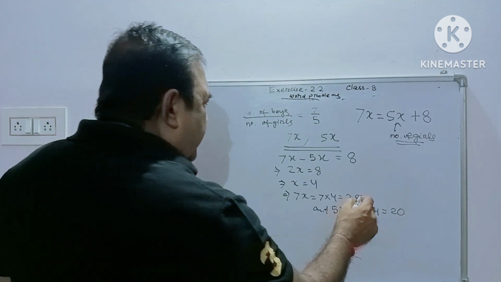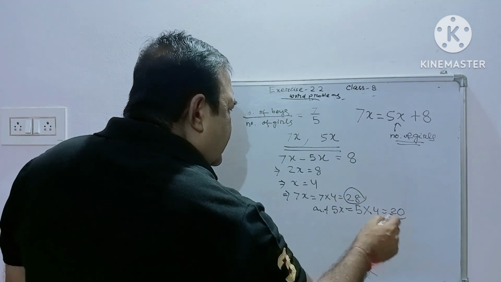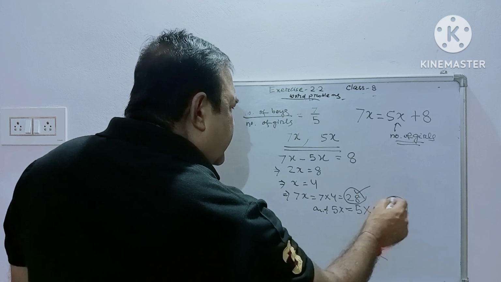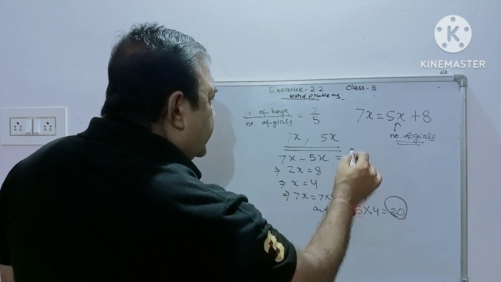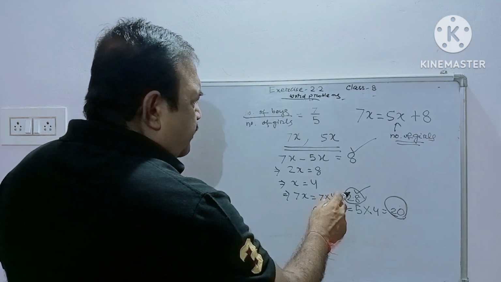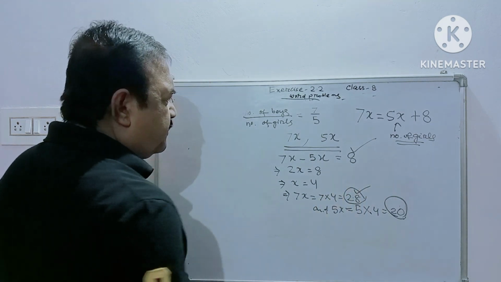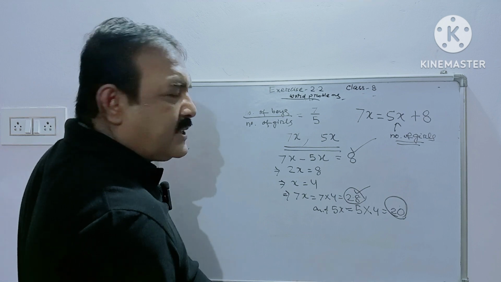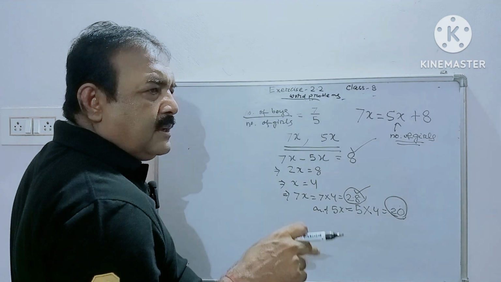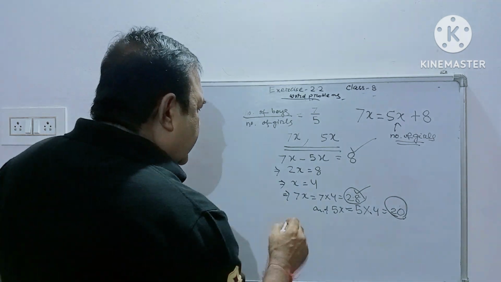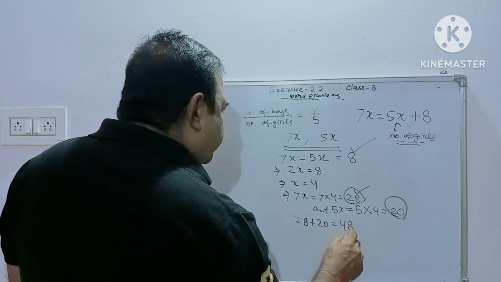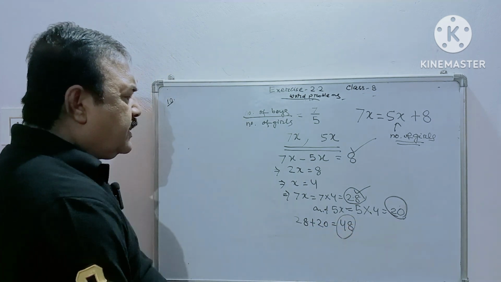So you see how many boys are present? Sorry, how many boys are present? 28. How many girls are present? 20. You see the difference is 8 or not? So it was 8 more than the number of girls. So what is the class strength? That means the total number of students, that means the number of boys plus the number of girls. That means 28 plus 20. What is the value? That is 48. So this is the class strength.